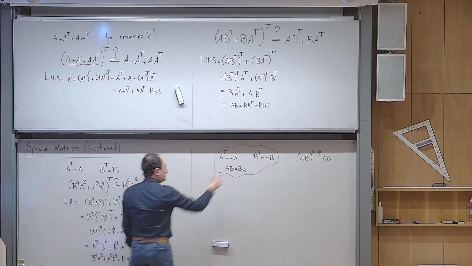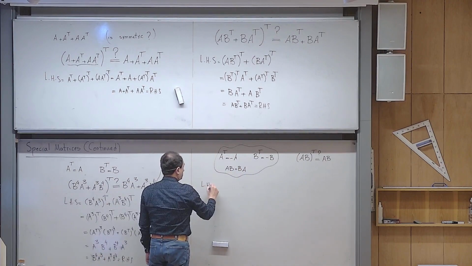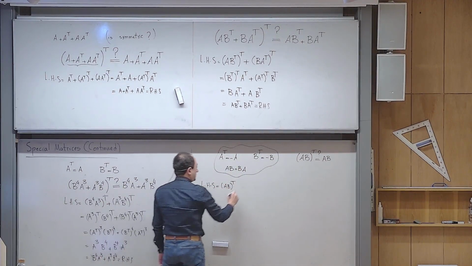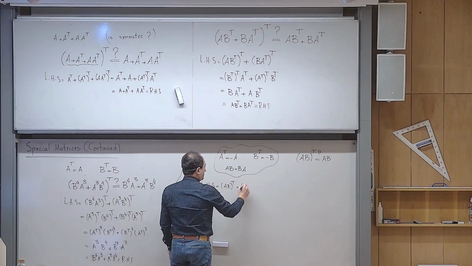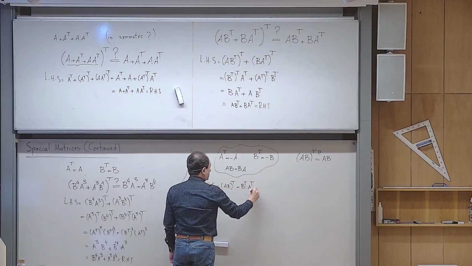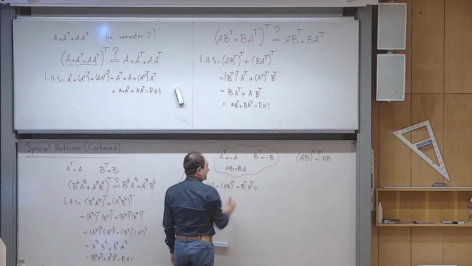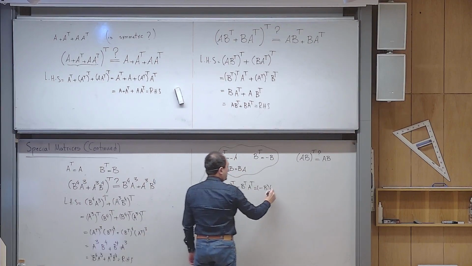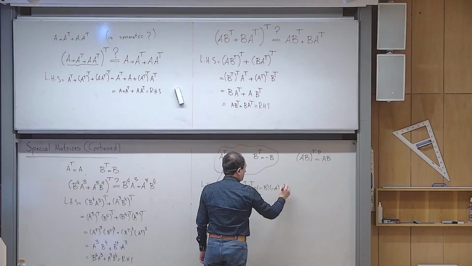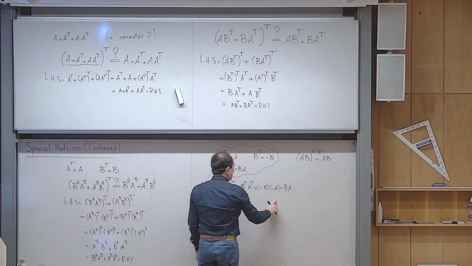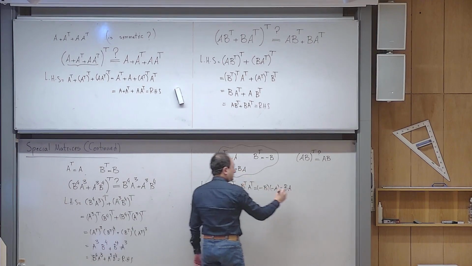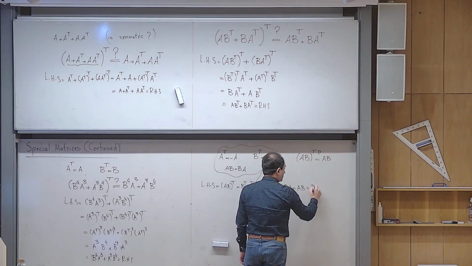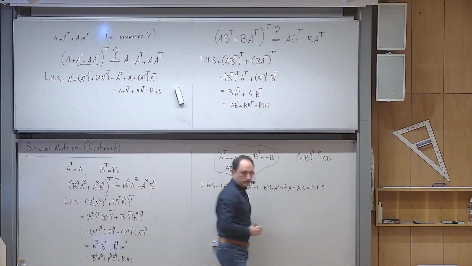Okay, so I start from the left-hand side of that expression. So this becomes AB transpose. I can write it as B transpose A transpose, but instead of B transpose, I put minus B. Instead of A transpose, I put minus A. But when I multiply them, it becomes BA. But because of this assumption, I can also write it as AB. And then it becomes equal to the right-hand side. Yes?